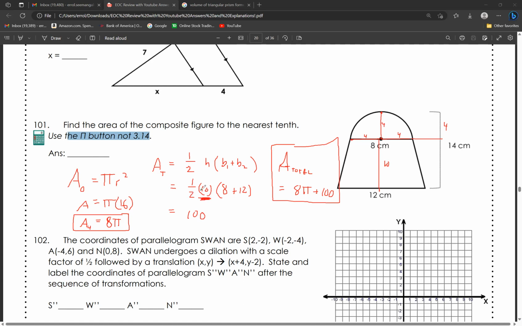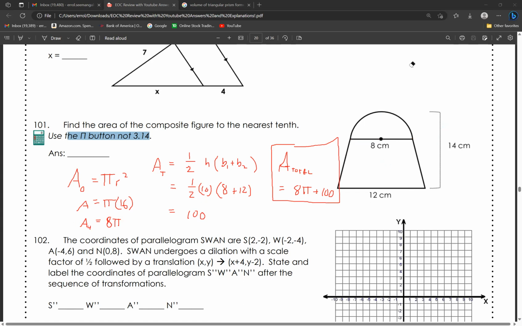Half of 10 is 5. 5 times 20 is 100. And now the total. So you just write 8 pi plus 100. So we got 8 pi from the area of the semicircle. Okay, let me take a photo of this.